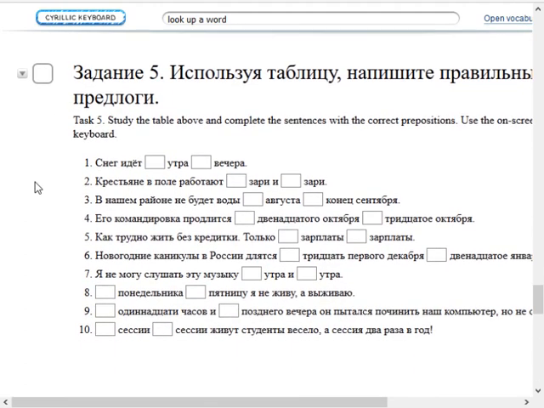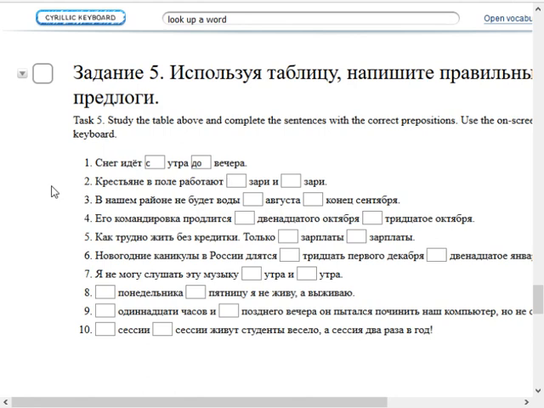Okay, so now we have to fill these in. I think it should be fairly easy. Утра and вечера, morning till evenings. So not dates but times of the day. So that should be с...до, if I can find the correct keys on the keyboard. Снег идет с утра до вечера.